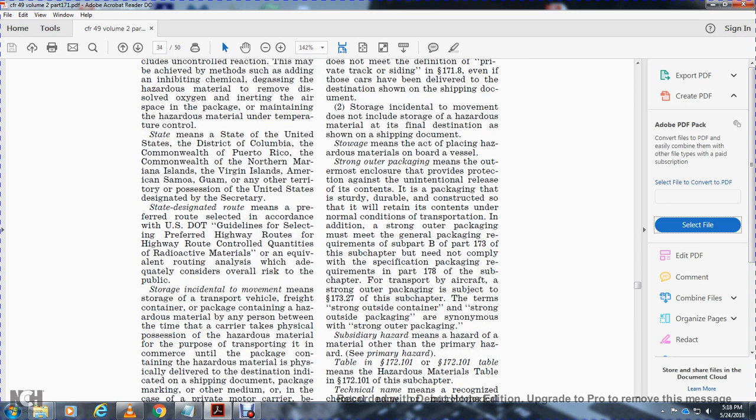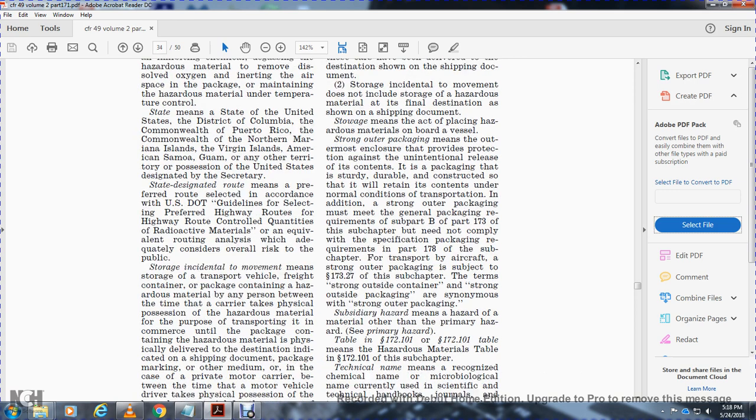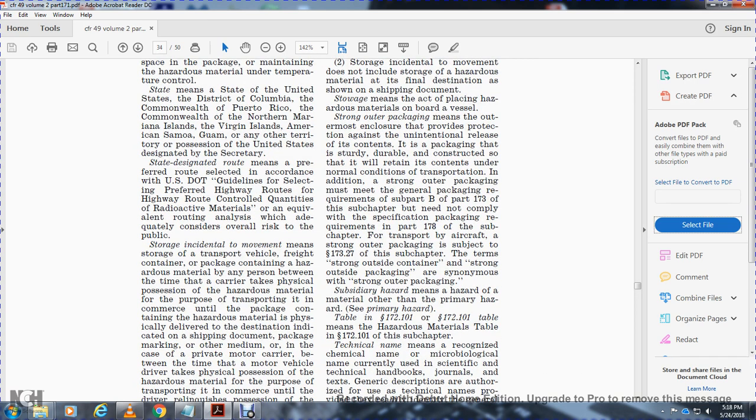Subsidiary hazard means the hazard of a material other than the primary hazard. See the primary hazard table in 172.101. The 172.101 table is the hazardous materials table of part 172 of the subchapter.